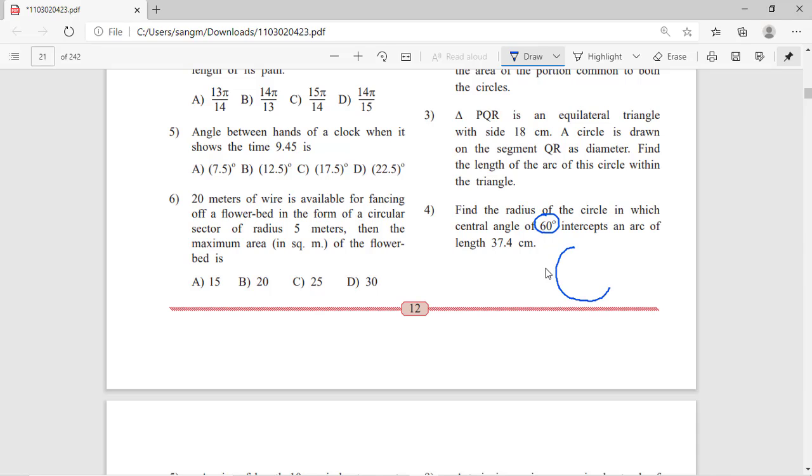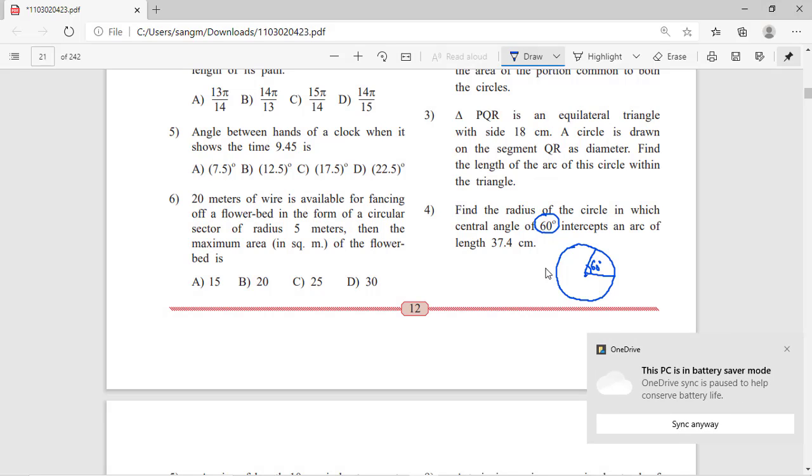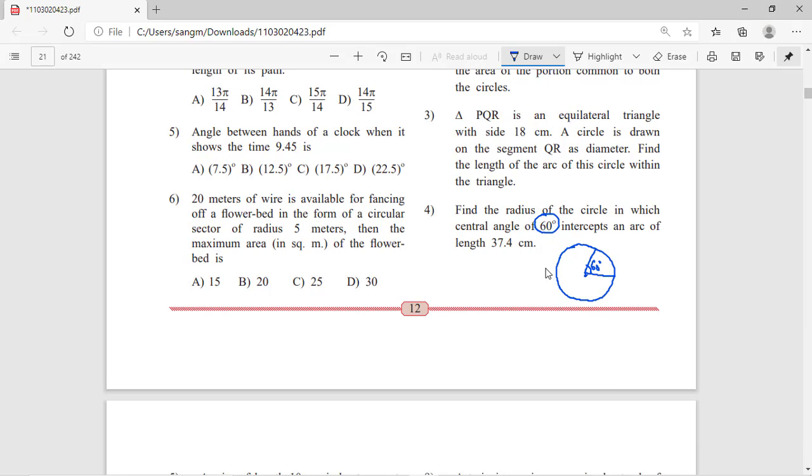Okay, you have one circle, and the center. And you have the 60 degree intercept. Suppose this is what we have, the 60 degree intercept. This is 60 degrees. Now you have to find out. And this arc length also they have given. This arc length is nothing but 37.4 centimeters. You have to find out the radius. It's a very, very simple question. Okay, take this fourth question as a homework question.